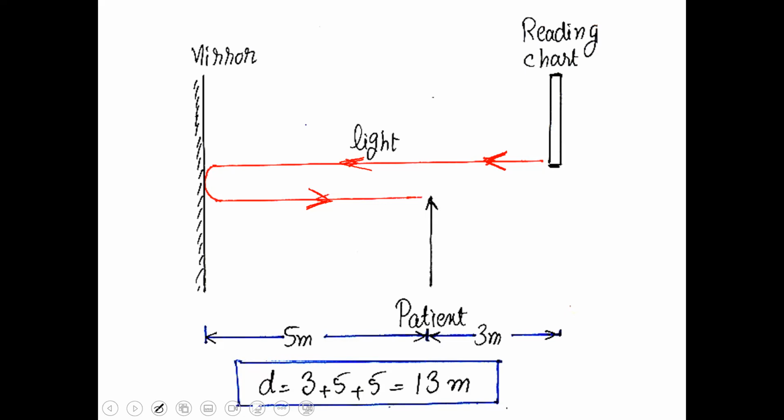Why are there two fives adding up? Because look at the diagram, 5 meter forward and 5 meter backward. Actually, the 5 meter is the patient sitting from the mirror. So light will travel like the echo, like the reflection. Light travels 5 meter twice.